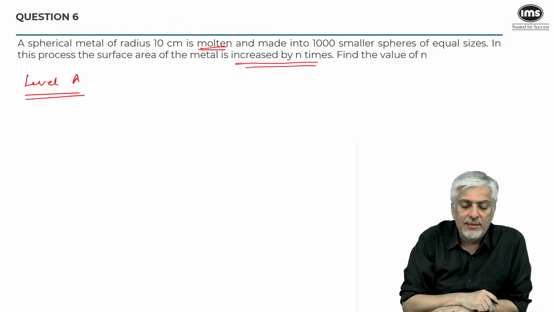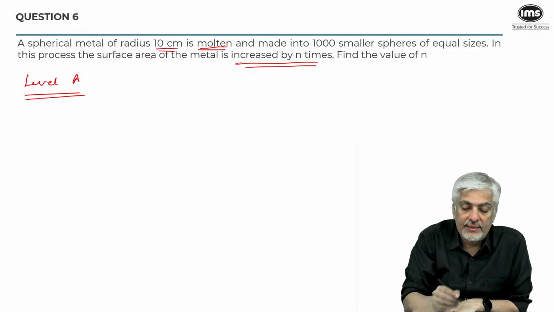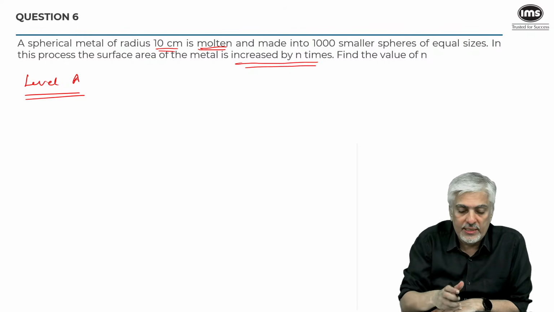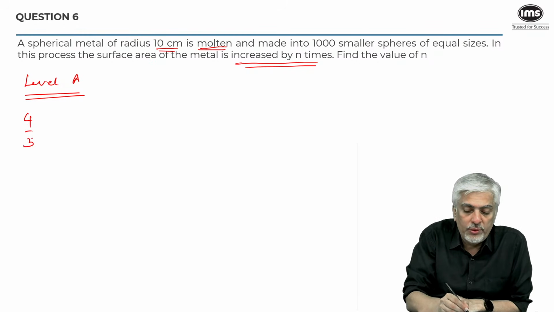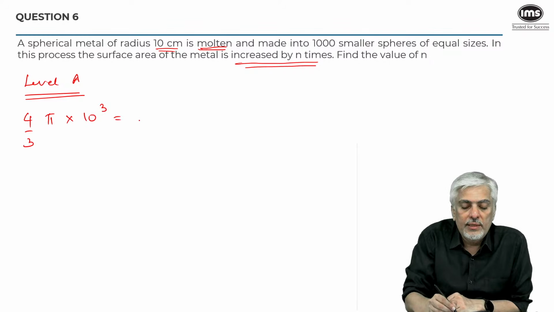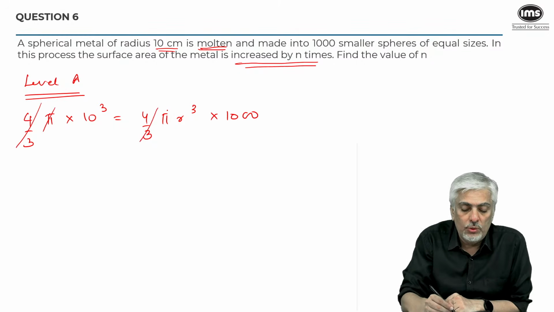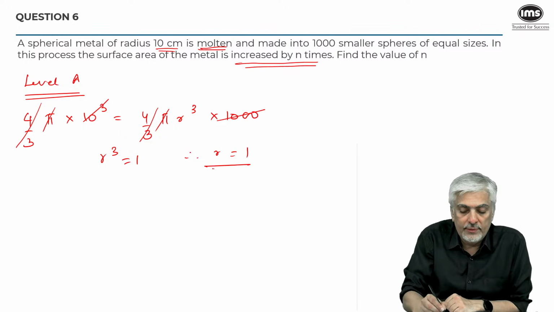So first part, you're melting one big sphere of radius 10 and making 1,000 smaller spheres of equal size. So volume of sphere is 4 by 3 pi into 10 cube is equal to 4 by 3 into pi into r cube into 1,000, because I'm making 1,000 spheres. 4 by 3 pi cuts out, 1,000 cuts out, r cube is 1, therefore r is also 1.